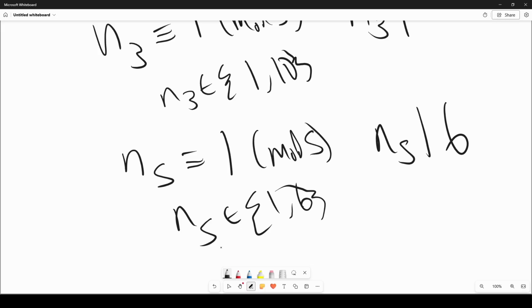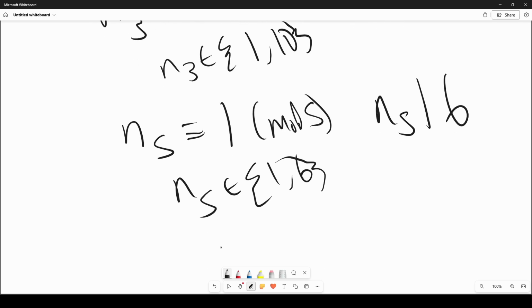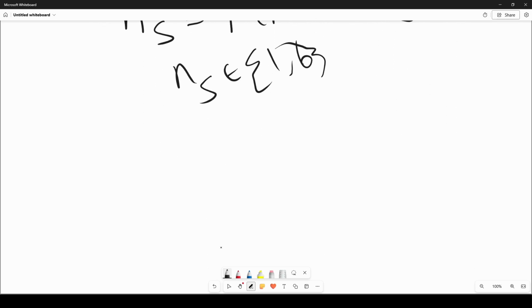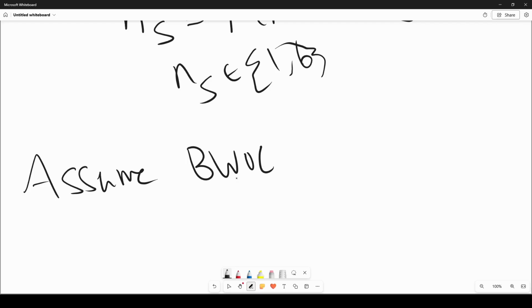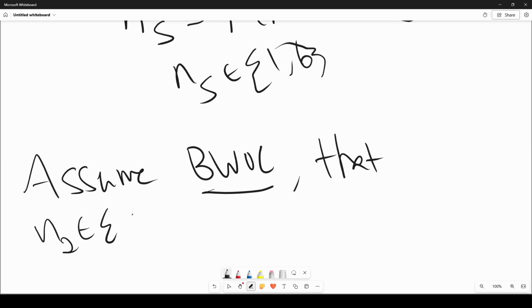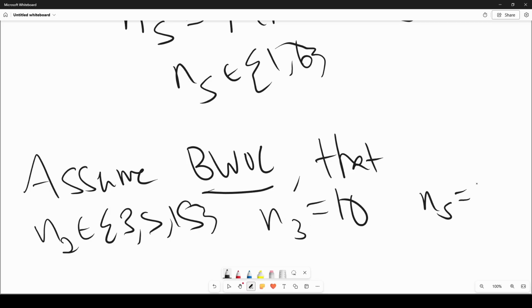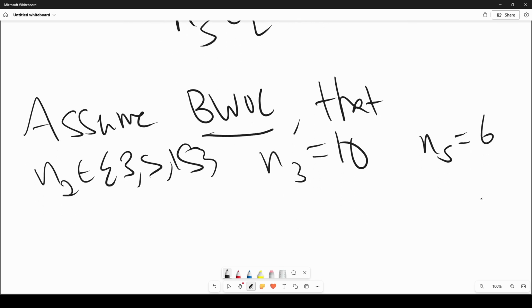Now, I'm just going to use n3 and n5 here. That happens to actually be enough. But first, we're going to assume by way of contradiction that n2 is not 1, so it's either 3, 5, or 15. We're going to assume that n3 equals 10 and n5 equals 6. And we're going to see what happens.